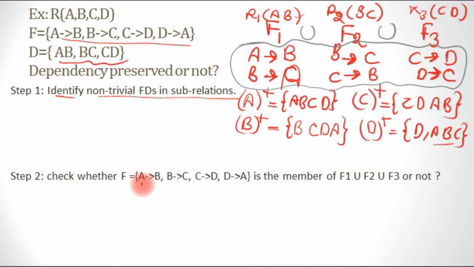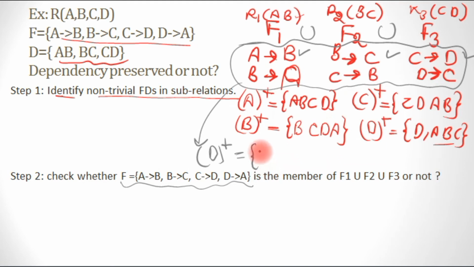Now we have to check whether the original functional dependency set is covered by F1 union F2 union F3 or not. See, A determines B. Yes, it is there in this union. B determines C. Yes. C determines D. Yes. D determines A. Okay, we don't have D determines A directly here. For this, first you have to find the D closure in this F1 union F2 union F3. So find this D closure.